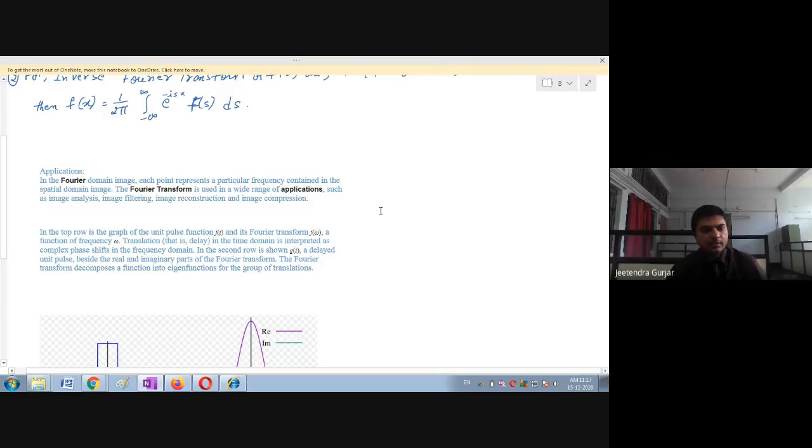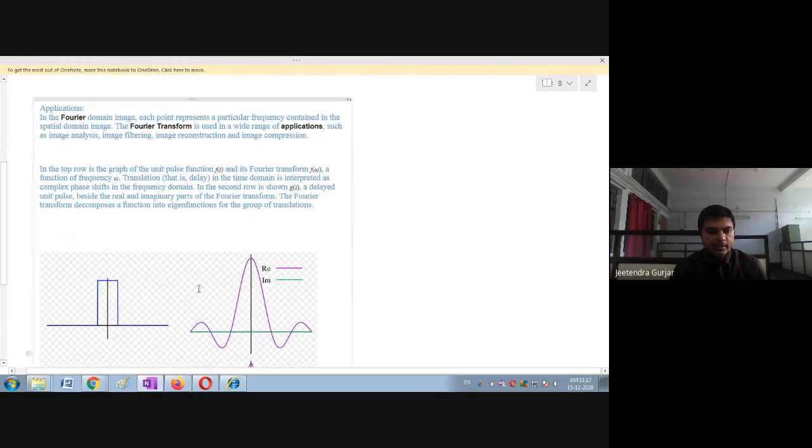You can see applications in the Fourier domain image. Each point represents a particular frequency. Definitely, each point in this will represent a particular frequency contained in the spatial domain image. So this we are going to represent in this form. You can see the Fourier transformation is used in a wide range of applications such as image analysis, image filtering, image reconstruction, and image compression.